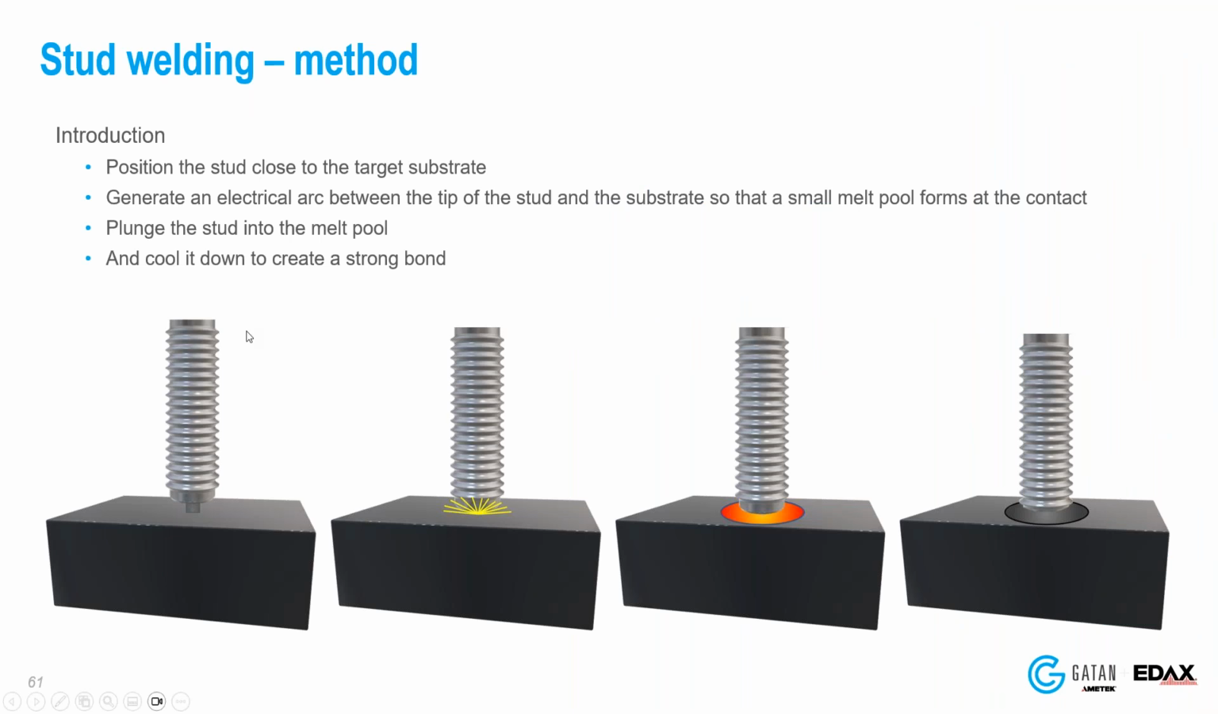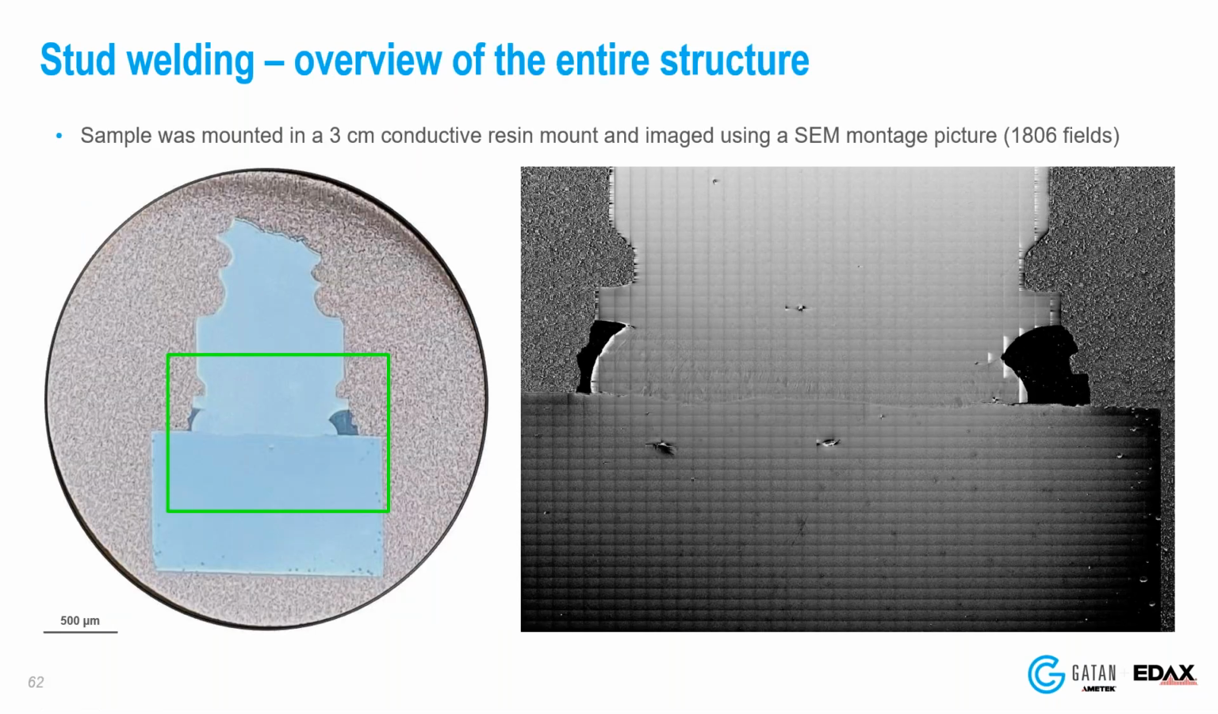For the method, what happens? We have the stud, we apply some electricity, we get an arc, it gets hot, it melts, we plunge the rod into the substrate, and then it cools down. This happens in a few tenths of milliseconds. It's very, very fast. And this is what the sample looked like. So mounted, 3 centimeter mount, this is the whole area here at the ferrite substrate. This is a montage map in the SEM. So we can recognize the stud itself and the substrate.